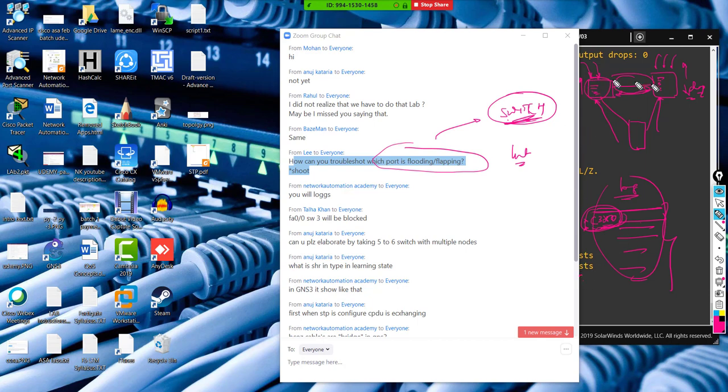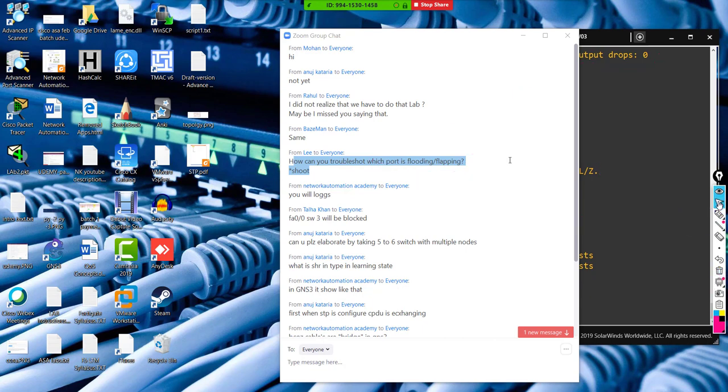Second way, if you open up your show MAC address table, you will see hundreds or thousands of MAC addresses which is causing you the flaps. So these are some ways where you can troubleshoot. But how do you come to know that there are switching loops?